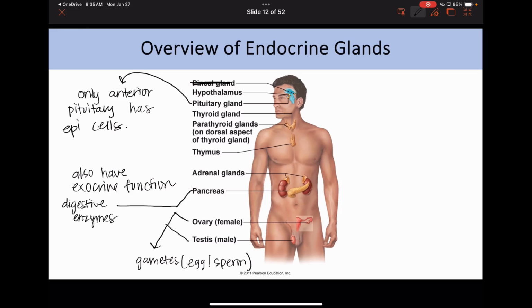Yes. Adrenal glands also? Adrenal glands do not. They're only going to produce hormones. Is it the pancreas? Pancreas does, yeah. The pancreas has exocrine function, so do the ovaries and testes, but not the adrenal glands. And then the kidneys are actually an endocrine gland too, very minimally, but we'll talk about that more when we get to blood.